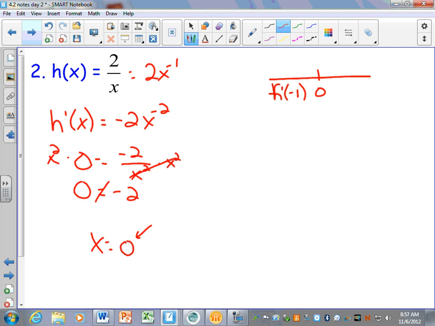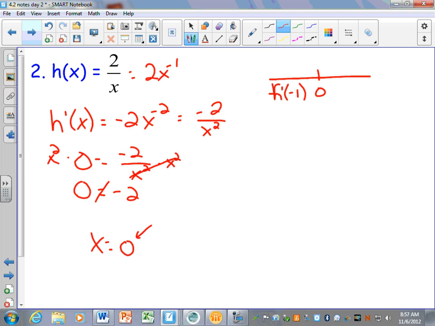Here's the biggest thing to remember. We're plugging this into our derivative, not the original problem. So remember that our derivative was negative 2 over x squared. So when I plug negative 1 in there, I don't really care about the answer. I just want to know, is it going to be positive or negative?